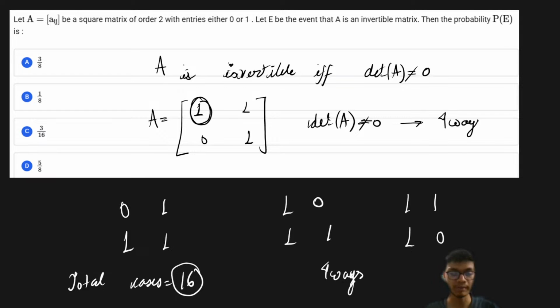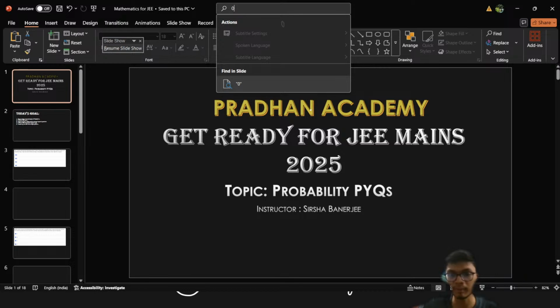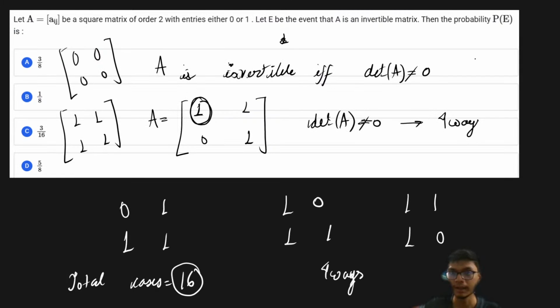Because this is a 2x2 matrix and entries can be either 0 or 1, right? So the total number of matrices that is possible: first and foremost, you can consider the matrix consisting of only zeros, that is a null matrix, that is the first case. And if the matrix consists of only 1s, that is the second case. Similarly, if I consider only one 1 and the remaining all zeros, this type of matrix can be given in 4 ways, right?